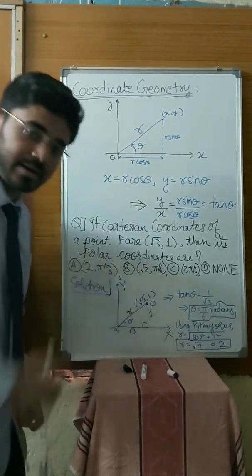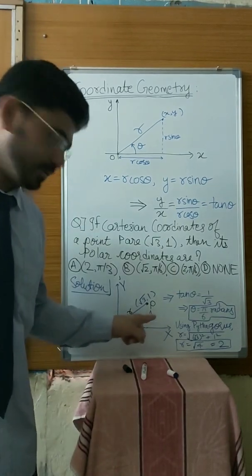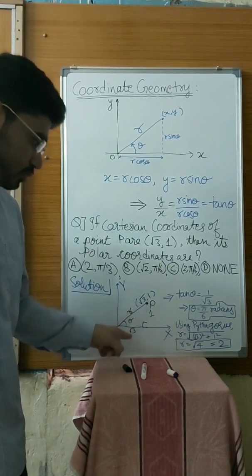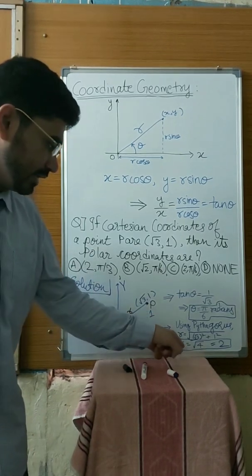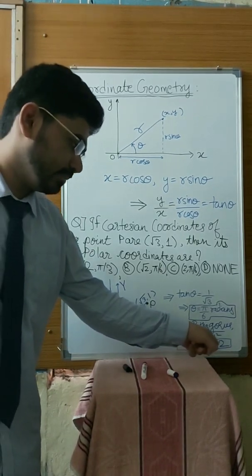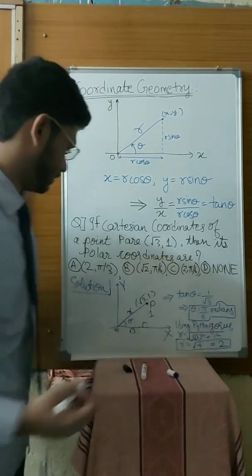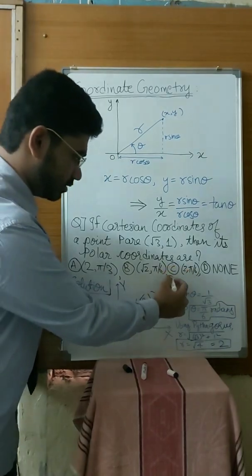Now since this is a right angle triangle, we can apply Pythagoras theorem in this triangle, which will give us r square is equal to 1 square plus root 3 square, which in turn will give us r is equal to root 4, and this implies that r is equal to 2. So our answer is r is equal to 2 and theta is equal to pi by 6, and this answer matches this. So this is our answer.